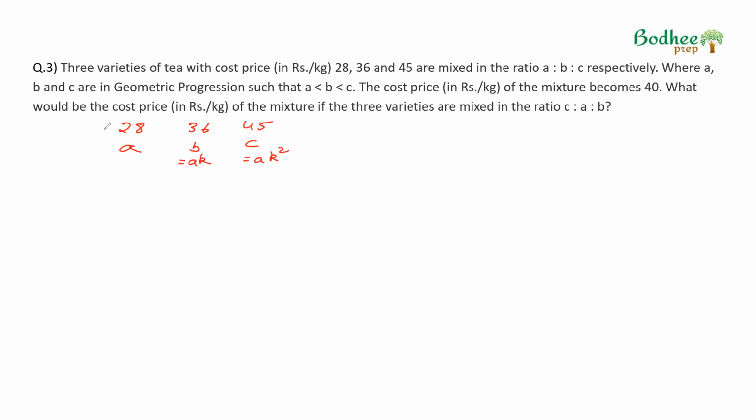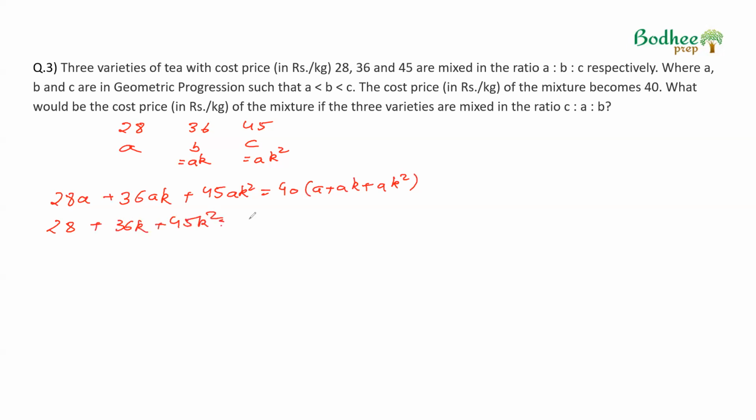So we can say that the cost price of the first group will be 28 into A, price per kg into A kgs taken. Cost price of the second will be 36 into AK, price per kg into weight. Cost price of the third will be 45 into AK square, cost price into weight. This gives an overall price of 40. Price of 40 is for what weight now? The total weight, that is A plus AK plus AK square.